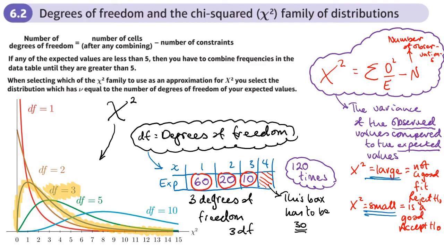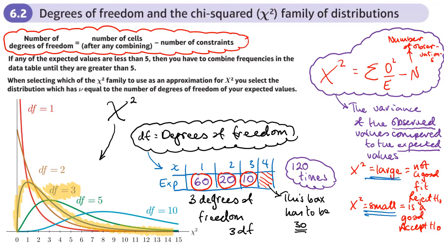So if we go up to the top here, we've got a little formula, and the way that we work out the number of degrees of freedom is the number of cells after combining, and we'll talk about that in a moment. So here you can see that there were actually 4 cells here, 1, 2, 3, 4 boxes where I can put the expected frequencies in. And the number of constraints, well, this is 1, because that box has to be a fixed number. So we could just do 4 minus 1, and we get 3 degrees of freedom here.